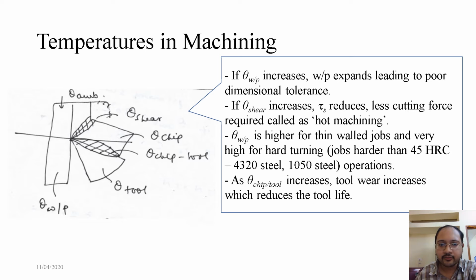If the workpiece temperature increases, there is thermal expansion in the workpiece, leading to poor dimensional tolerance. If the average shear zone temperature increases, there is a reduction in the shear yield strength, so less cutting force is required, and it is suitable for hot machining. Theta workpiece is higher for thin walled jobs and very high for hard turning. So what do we mean by hard turning? Jobs harder than 45 HRC, such as 4320 steel and 1050 steel operations.